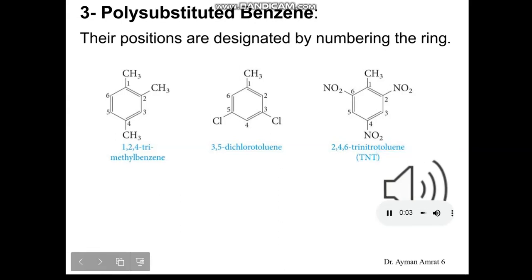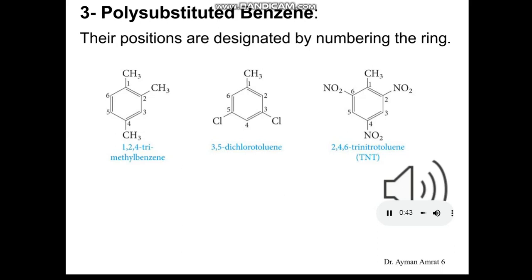Polysubstituted benzene is benzene with more than two substituents. As in example 1, there are 3 methyl groups. Now choose clockwise or counterclockwise to give the first substituent the lower number, then the second as mentioned before. The compound is named 1,2,4-trimethylbenzene.